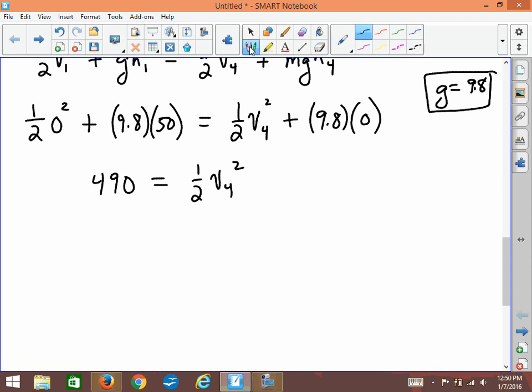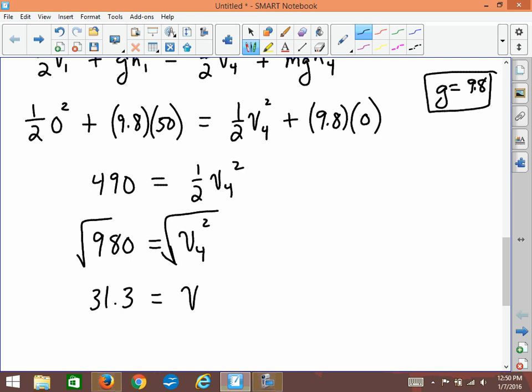Do you remember? We want to get rid of the half. So we're going to multiply both sides by 2. Right? Multiply both sides by 2. So this will become 980, and this will just become v4 squared. And then, if I take 980 and I figure out the square root of it, which works out to about 31.3-ish, that will become the speed. So you might want to write down here what you did. I didn't show it mathematically, but what we did is we took the square root of both of these sides, right? The square root. And that would be v4.